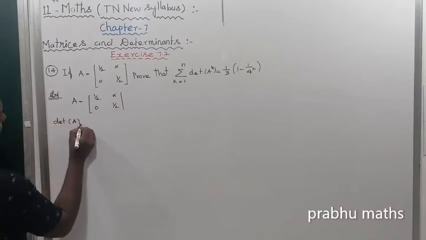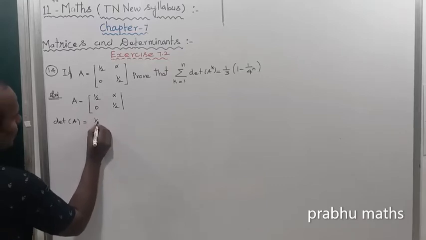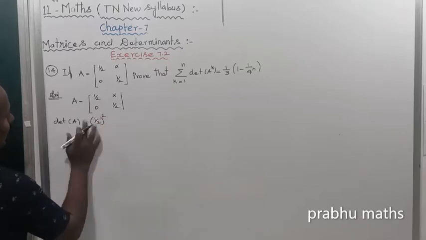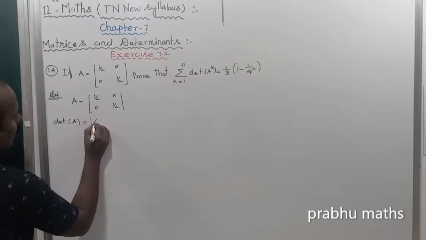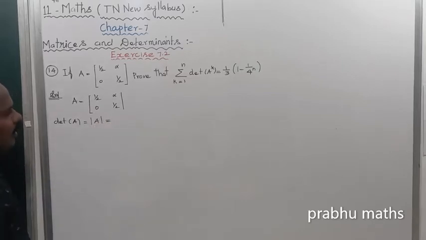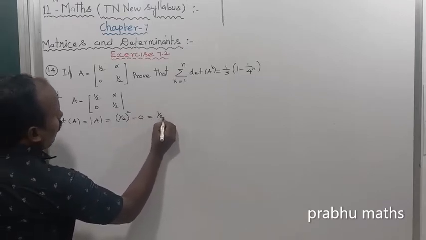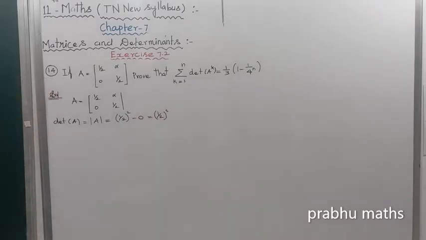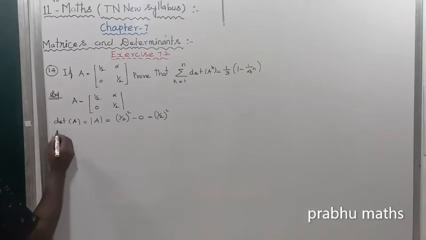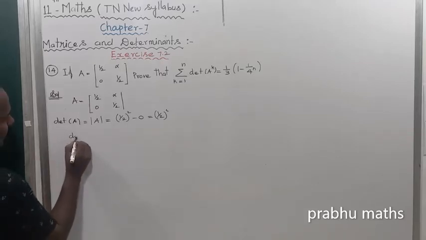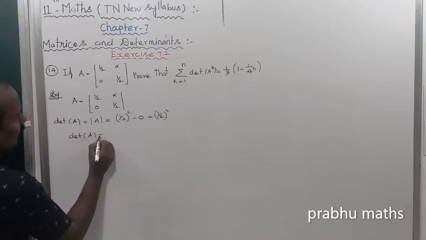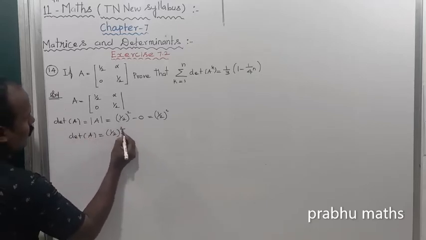Det of A is equal to cross multiplication, so 1 by 2 the whole square. Det means modulus of A. So that is 1 by 2 the whole square minus 0, which is equal to 1 by 2 the whole square. Okay. So det of A is equal to 1 by 2 the whole square. So the first value, det of A, equals 1 by 2 the whole square.